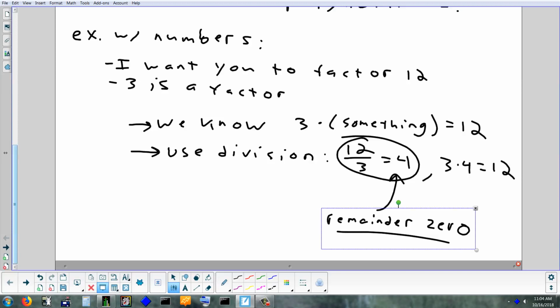And we're going to do the same thing with polynomials. That's what I'm going to show you next. Questions on the concept? That's the idea behind what we're doing.